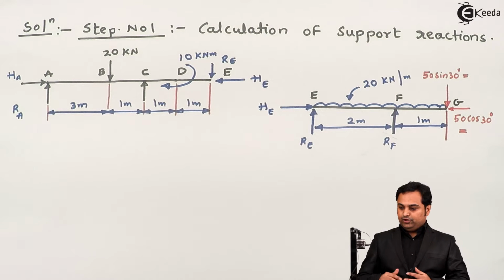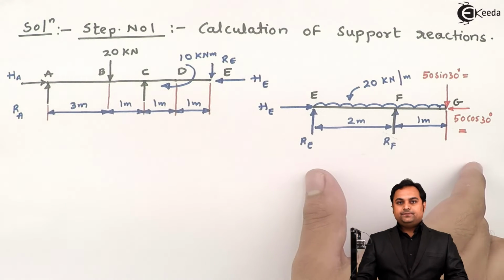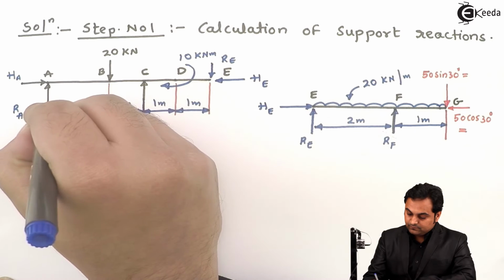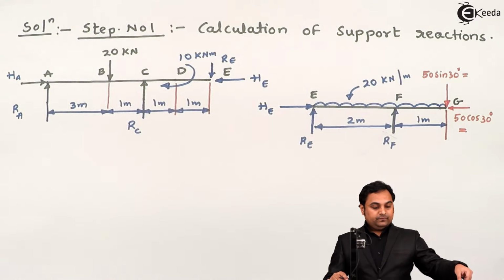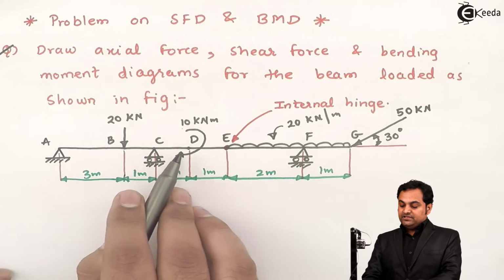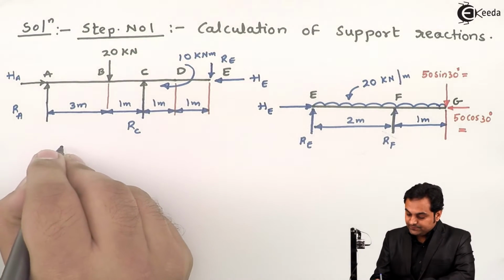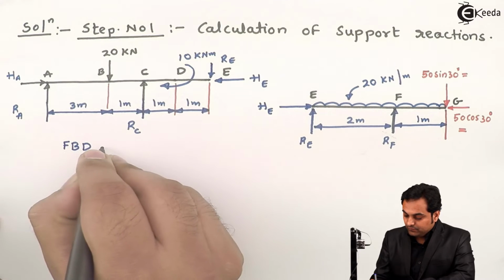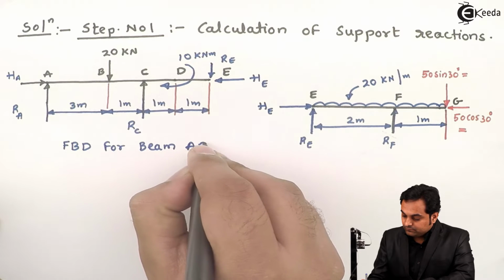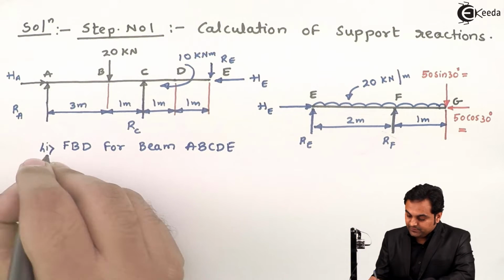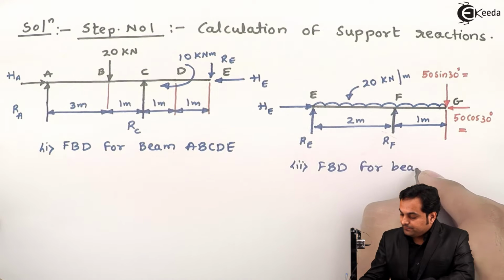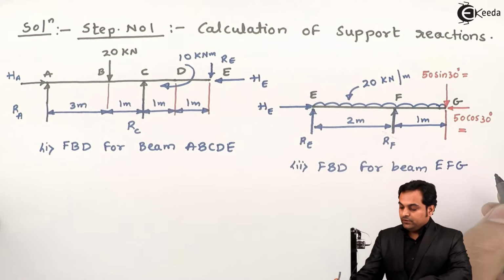So now here I have split the beam into two parts at internal hinge point E. I'll explain what I have done here. As internal hinge is there at point E, I have drawn the free body diagram of beam ABCDE. So this is FBD for beam ABCDE, the first part, and the second part is FBD for beam EFG, the remaining part. Now I'll explain what I have done here.